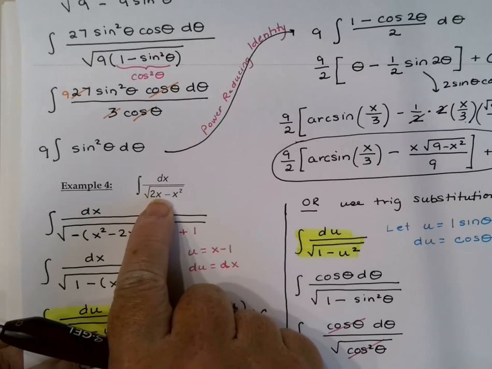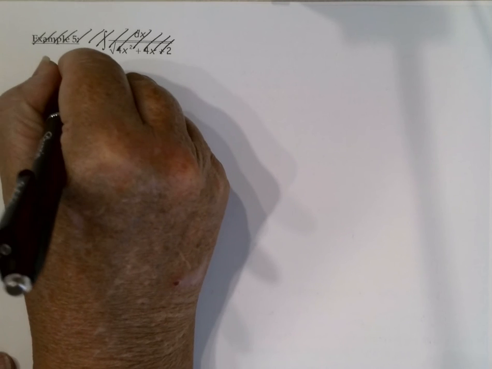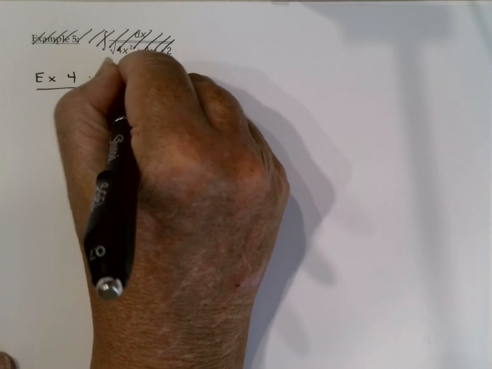So I'm going to go ahead and redo the same problem one more time. And this time, I'm not going to complete the square. I'm going to use a completely different method. So we're going to go back to example 4 again. Alternate method.